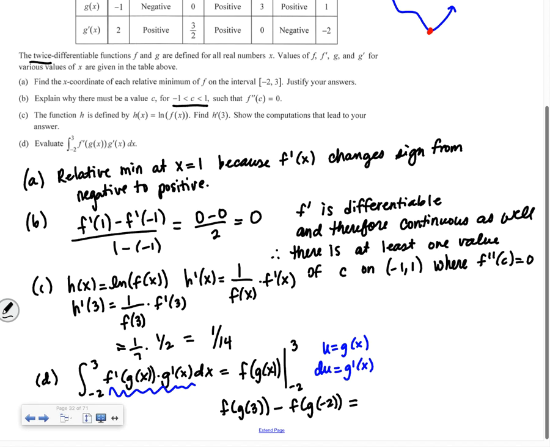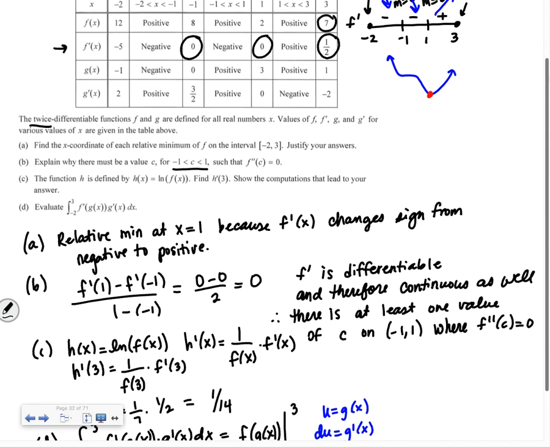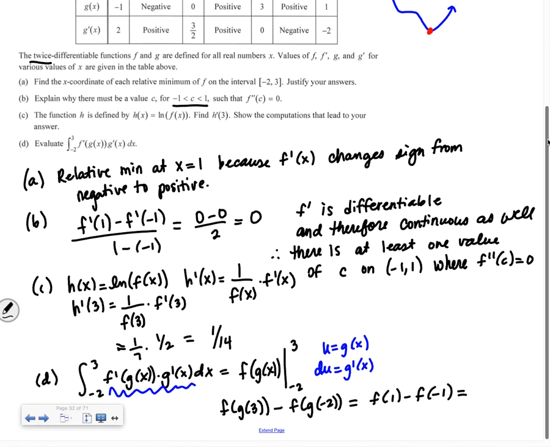And we found g of 3. G of 3 up here is 1, and g of -2, where was that? G of -2 is -1. So when we plug these in, we have f of 1 minus f of -1. And then if we look at the f functions, so going all the way back up here, f of 1 is 2, and f of -1 is 8. So we have 2 minus 8, and your answer ends up being -6. Okay, so that's that free response question.